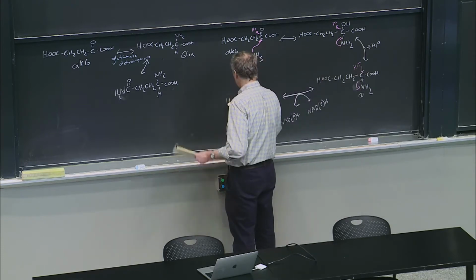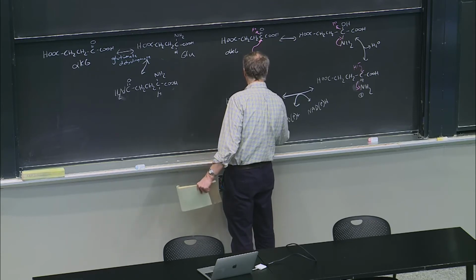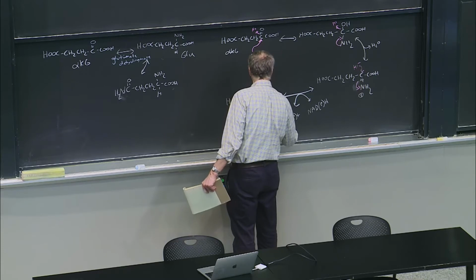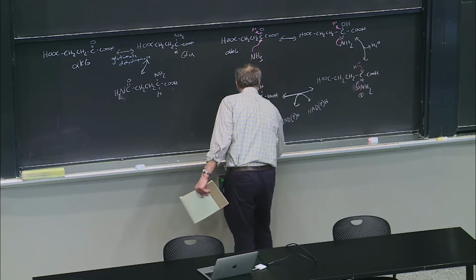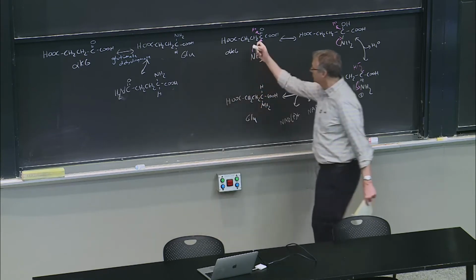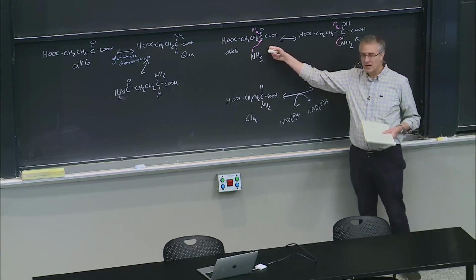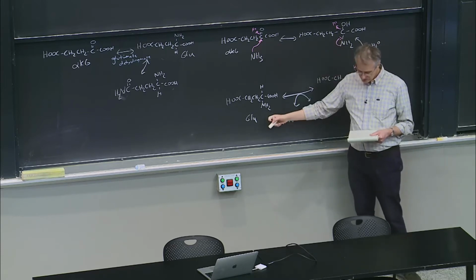and you get the amino acid glutamate. And so here's a reaction catalyzed by glutamate dehydrogenase that can convert the alpha-keto acid, alpha-ketoglutarate, into the amino acid glutamate.